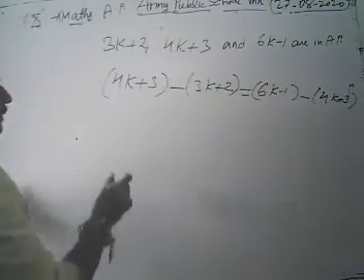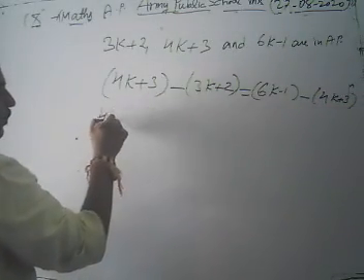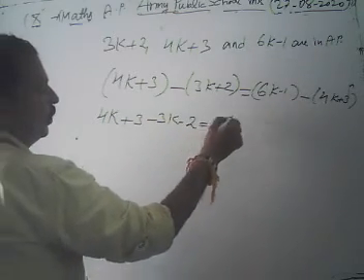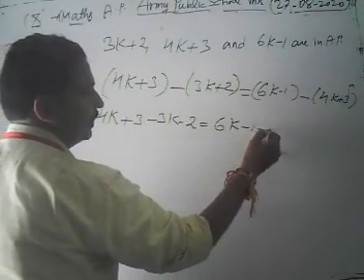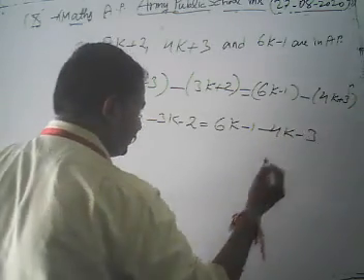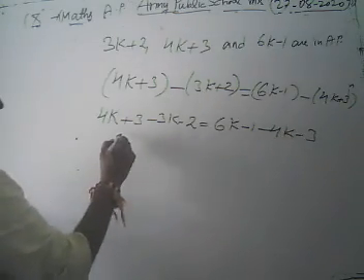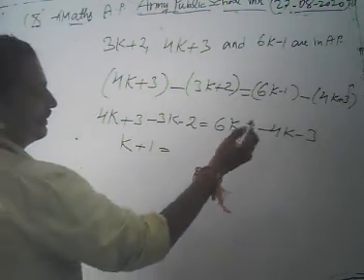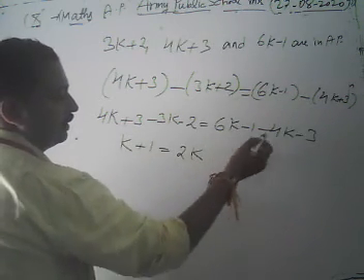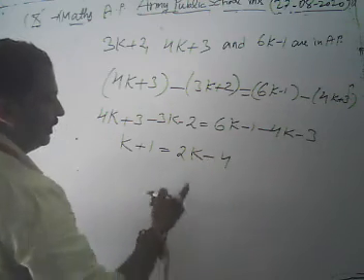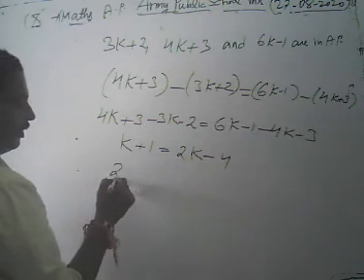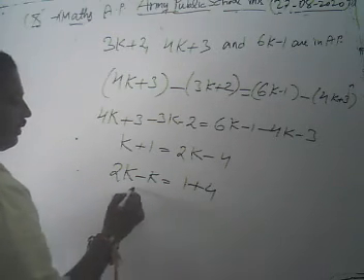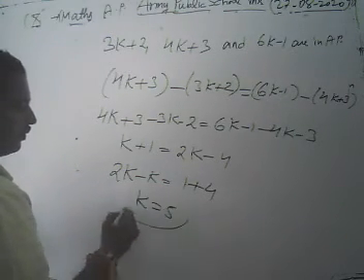Now look what we have: 4k plus 3 minus 3k minus 2 equals 6k minus 1 minus 4k minus 3. 4k minus 3k gives k, and 3 minus 2 gives plus 1. 6k minus 4k gives 2k, and minus 1 minus 3 gives minus 4. Now take the variables to the same side: 2k minus k is equal to 1 plus 4. Then k is equal to 5.